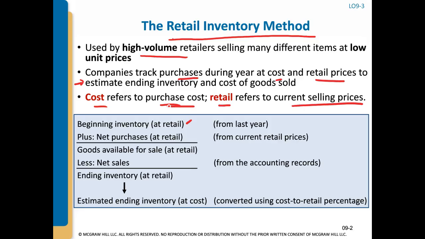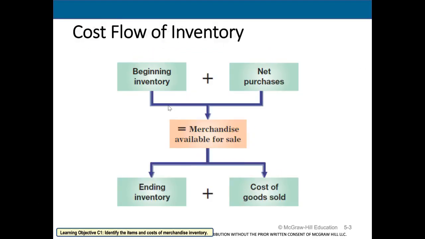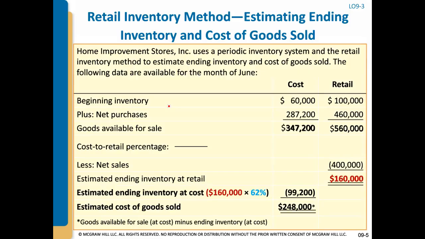So we take our beginning inventory at retail plus our net purchases at retail, which is from our current retail prices, which gives us our goods available for sale at retail, less net sales, which we record all the time. That gives us our ending inventory at retail. From this point, we will be able to convert this ending inventory at retail to an estimated ending inventory at cost, and then we convert it to an estimated cost of goods sold that we can use to book in our financials. And we're going to go through how to do that.